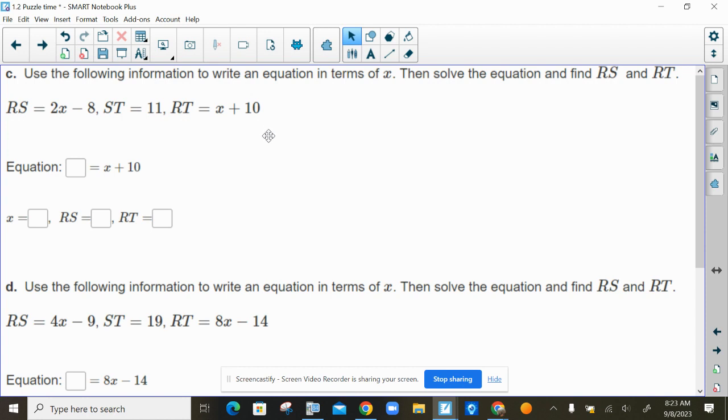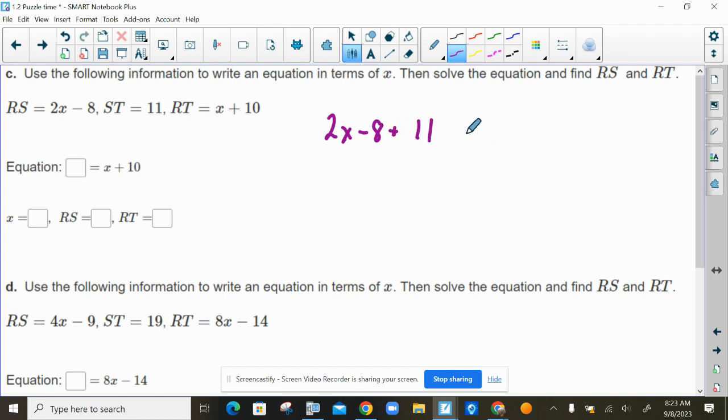Okay. So the last two, same concept, but this time, instead of giving RT as a number, they have it as an algebraic expression. So x plus 10 is going to be the total length of that segment, but we do it the same way. We take the RS and we add the ST, and that's going to equal the total length RT. Okay, so we just add the two segments within that segment together and clean this up. So when we clean this up, negative 8 plus 11 is a 3.